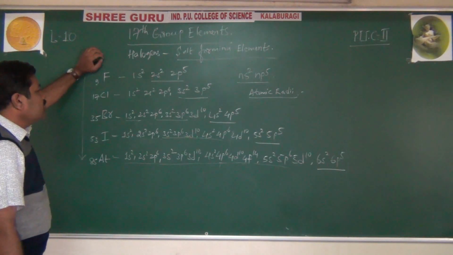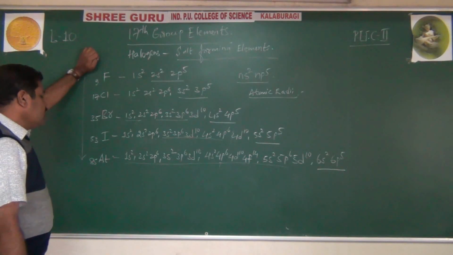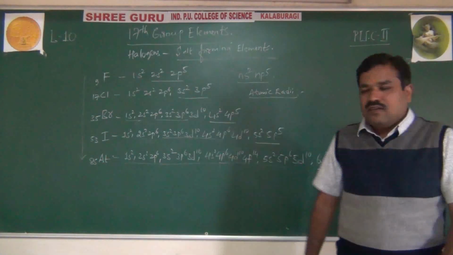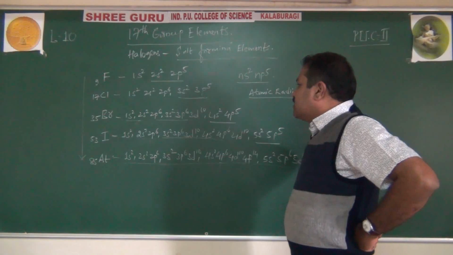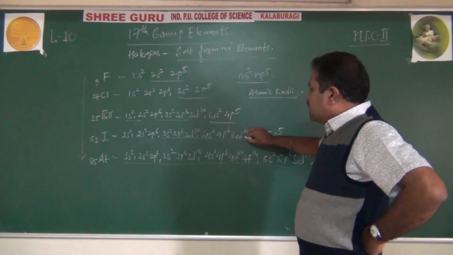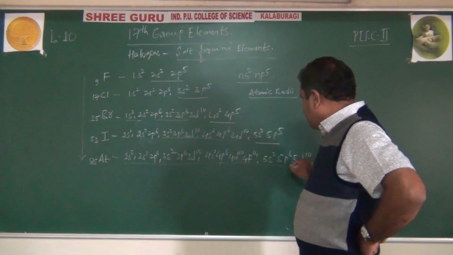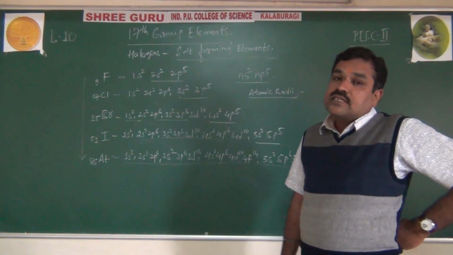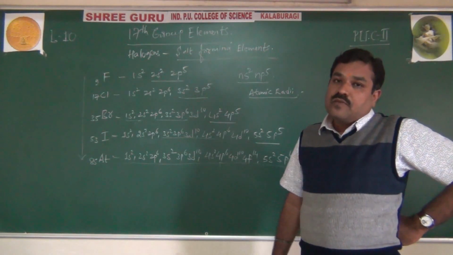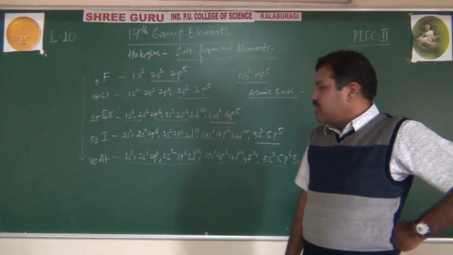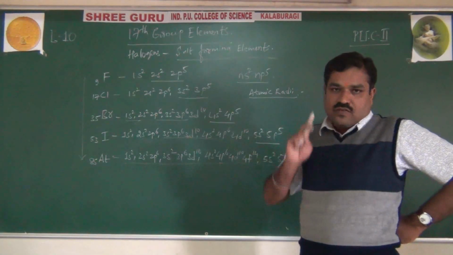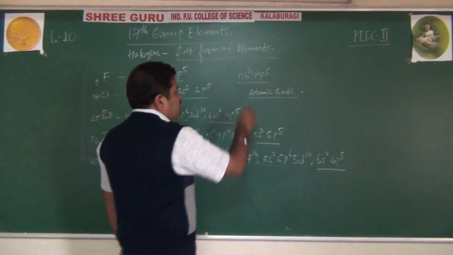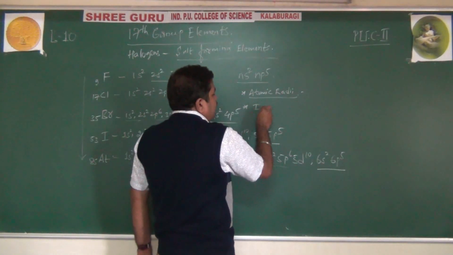Across the period they have smaller atomic radii, but down the group from fluorine to iodine or astatine, atomic radii increases due to increase in size. That's it. But that increase in size is not regular. Once again, due to imperfect shielding of 3d, imperfect shielding of 4d, and imperfect shielding of 4f electrons as usual. It is applicable for all 15, 16, and 17 groups. Very easy to remember: imperfect shielding of 3d, 4d, 4f. Okay. Right. Now after atomic radii, let us move on to the next property, ionization enthalpy.